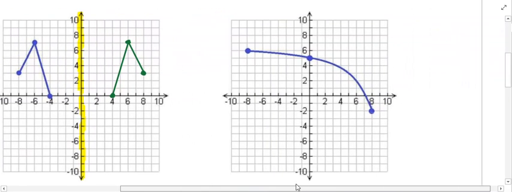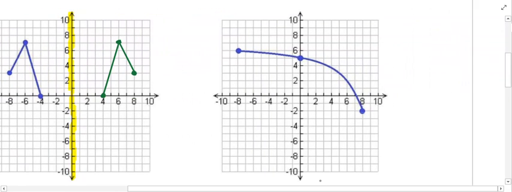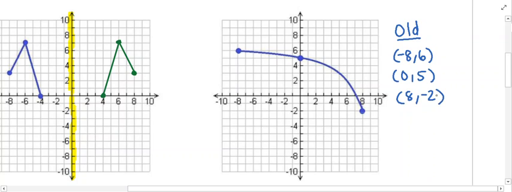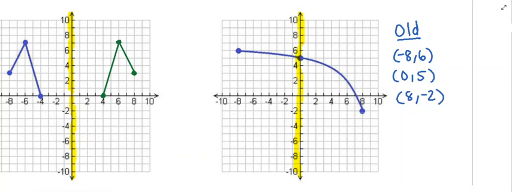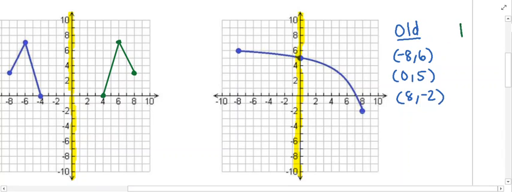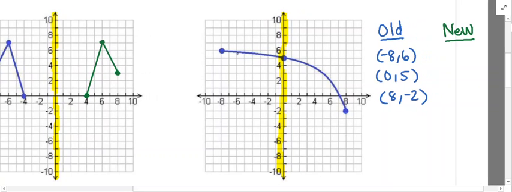Let's try this particular graph. It's going to work the same way. My old points here are -8, 6, and 0, 5, and 8, -2. Let's fold our sheet of paper along the y-axis and see where those 3 points go so that we can move the whole graph. All right, let's begin with the point at -8, 6.